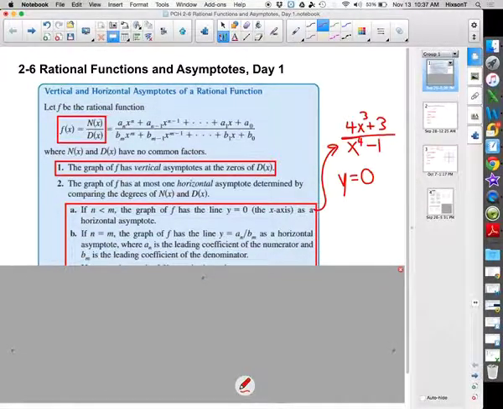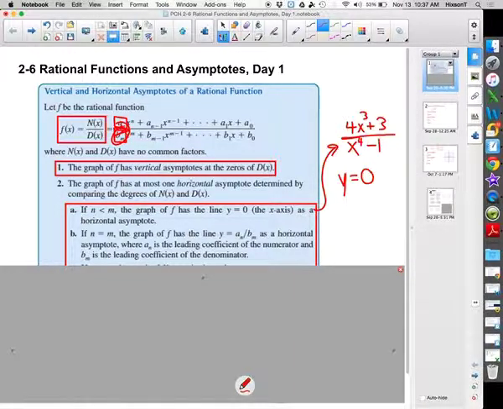Part B here: if the degrees are equal, then the line y equals a sub n over b sub m is the horizontal asymptote. And notice here, a sub n is the leading coefficient in the numerator, and b sub m is the leading coefficient in the denominator. So we're looking at leading coefficients here.